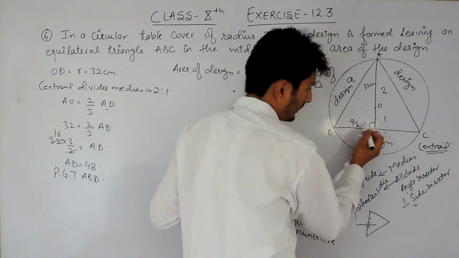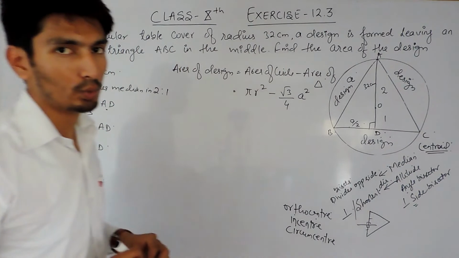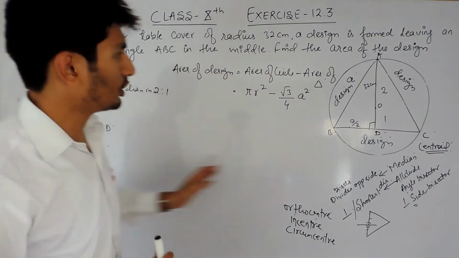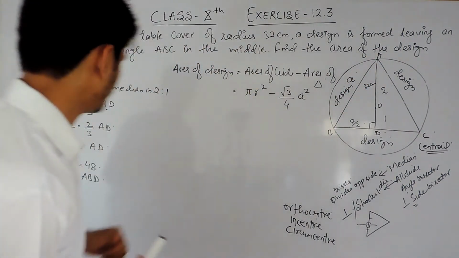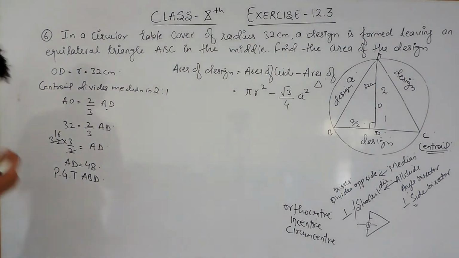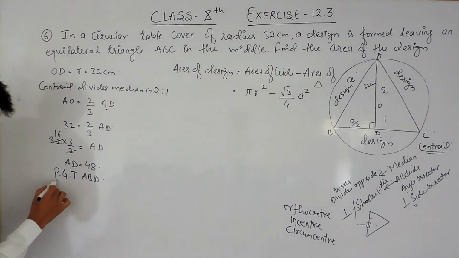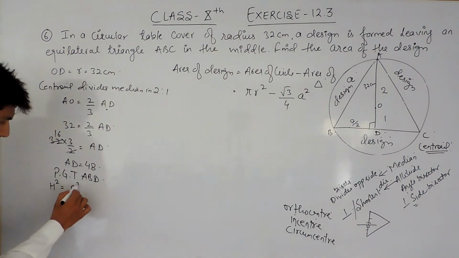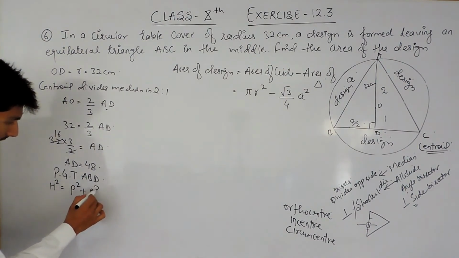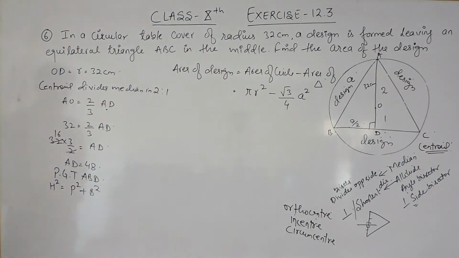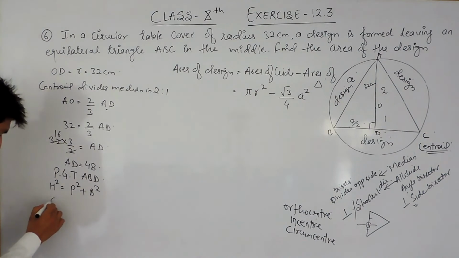So this side should be a by 2. Now applying the Pythagoras theorem, I can find this a. How? According to Pythagoras theorem, in a right triangle, the square of the hypotenuse is equal to the square of the perpendicular plus the square of the base. Further solving, our hypotenuse is a, so it should be a square.